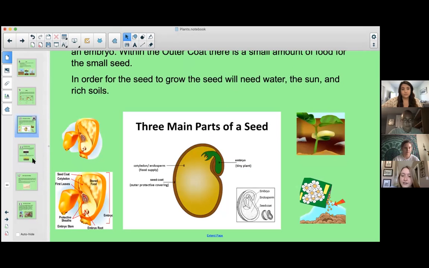So you guys can see down here in the first diagram where the plant gets its food and the little tiny embryo. On to the next slide.